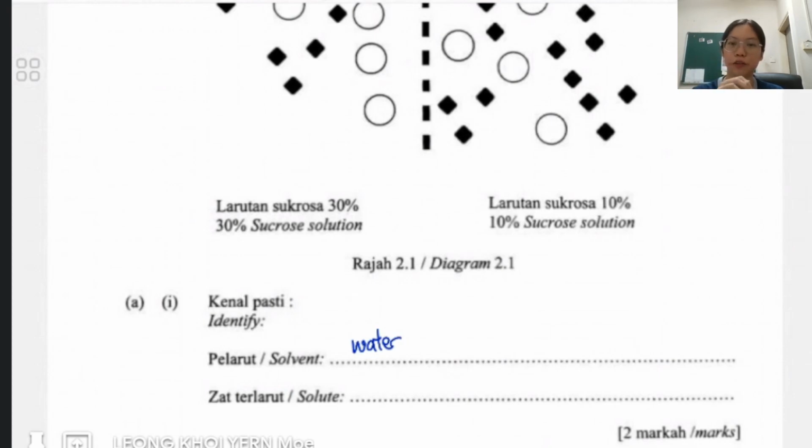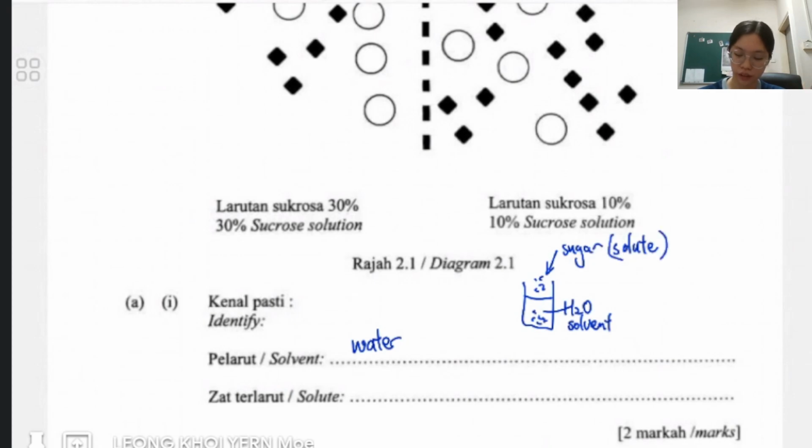Solute is the one that dissolves in the solvent to form a solution. So let's say you have water. It is a solvent. Then you add sugar inside. So sugar is a solute. Sugar, which is your solute, plus your water solvent, will form a solution. So you call it a sugar solution. This is how you differentiate between them.